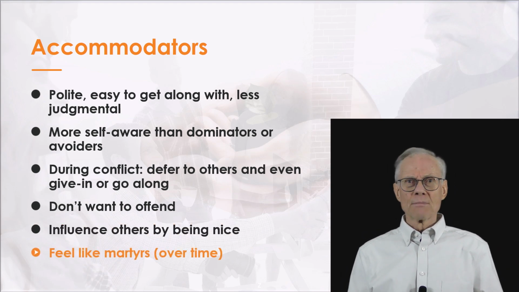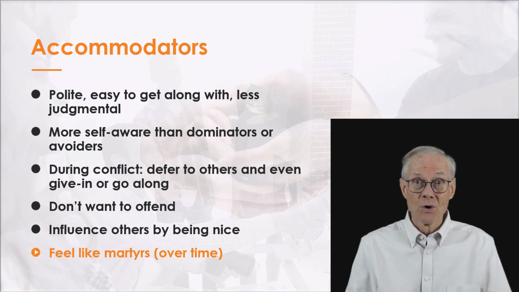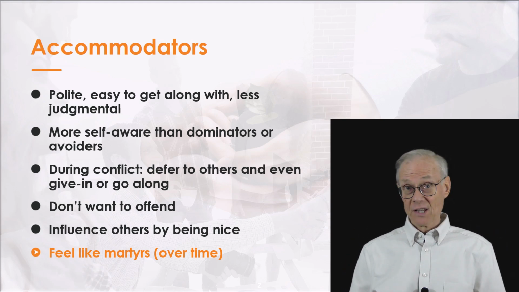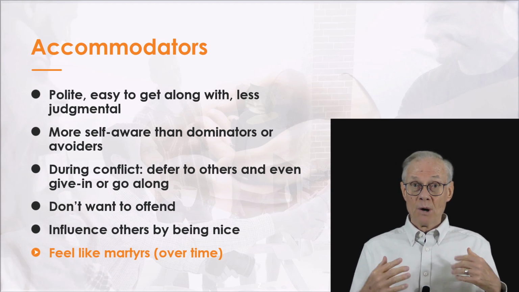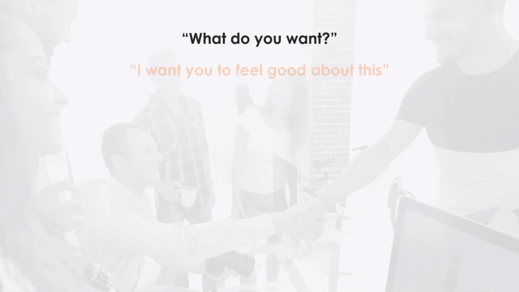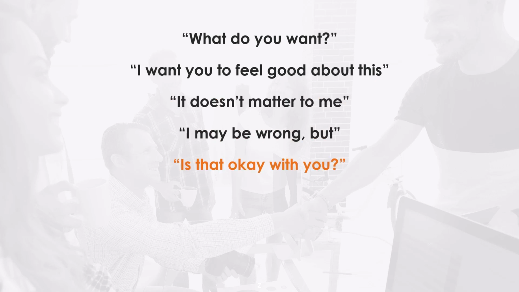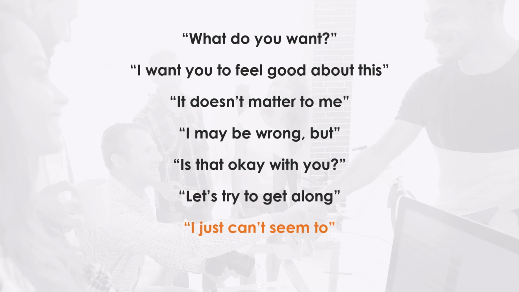Well, over time, accommodators may feel like martyrs, and since they can't be upfront and clear about their own needs, they may act out their feelings in passive-aggressive ways, perhaps by withholding or getting even. During conflict, they say things like, what do you want? I want you to feel good about this. It really doesn't matter to me. I may be wrong, but is this okay with you? Let's try to get along. I just can't seem to. What do you need?